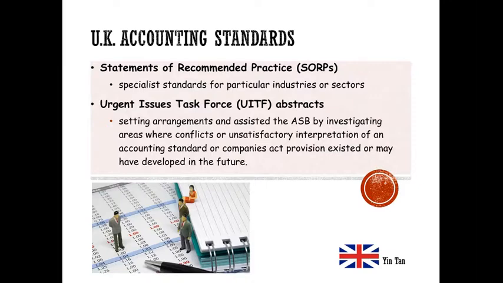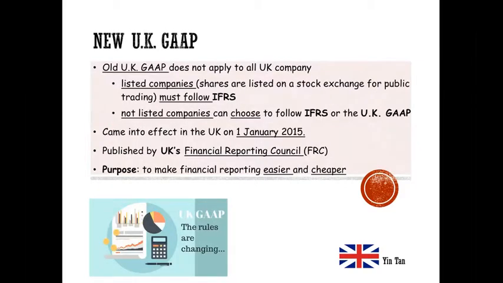The UITF is a committee of the ASB whose main role is to assist the ASB by investigating areas where conflicts or unsatisfactory interpretation of an accounting standard or Companies Act provision existed or may have developed in the future. In 2015, the FRC published the new UK GAAP, a framework which establishes how accounts and financial reports should be prepared in the UK.